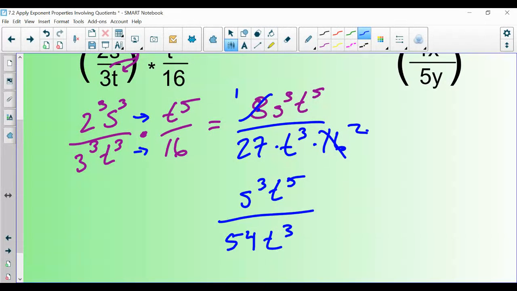I'm still not done yet. One of the properties states that if you have the same base, t being in the numerator and t in the denominator, you can subtract their exponents, right? T to the fifth divided by t to the third. If it was just that, you'd say, hey, subtract those exponents. You're going to do the same here. And when you subtract them, whatever you get goes in the numerator. So this would be s to the third t squared over 54.